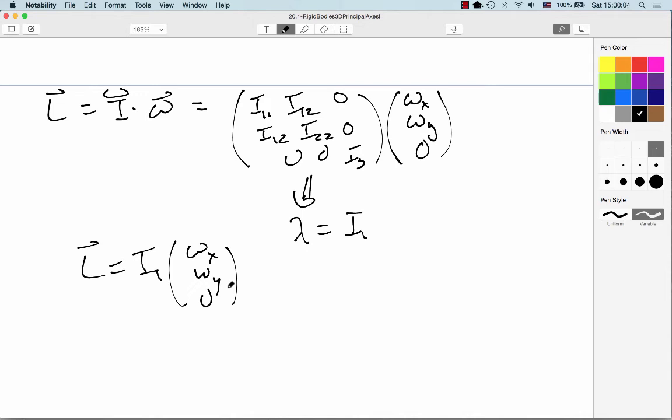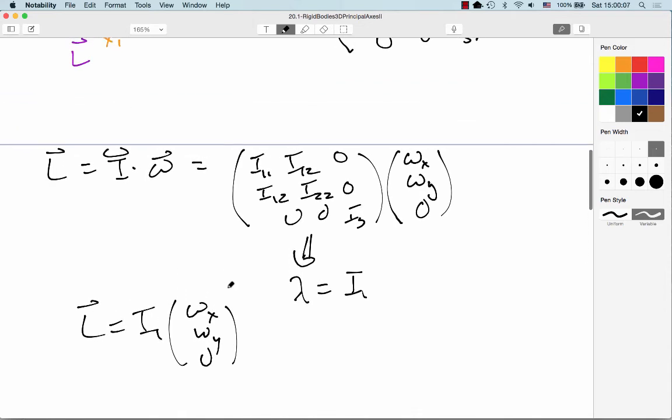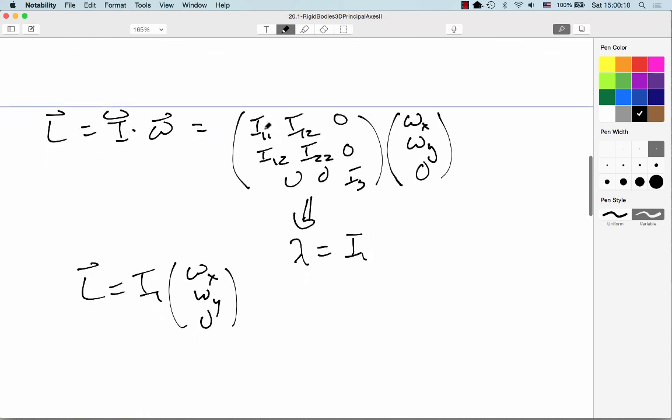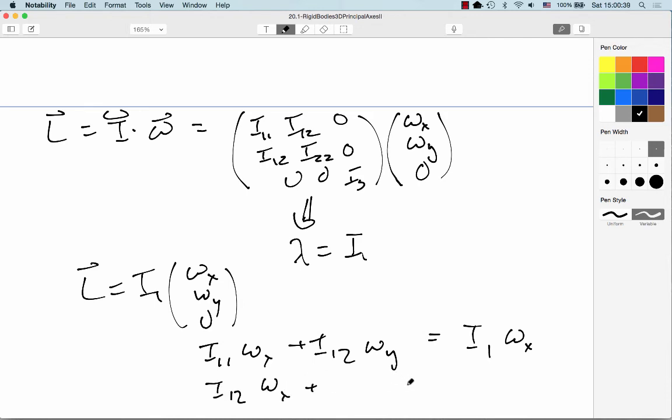Okay, so with that, we can go ahead and equate our components of L to figure that out. So first I'll multiply this through. That's going to give me I11 omega x plus I12 omega y, and then equating from here, that has to be equal to I1 omega x. And then for this y component here, that's going to give me I12 omega x plus I22 omega y. And that also has to be equal to I1 omega y.